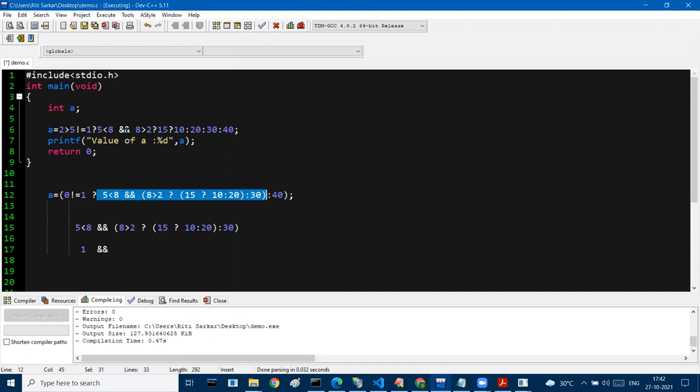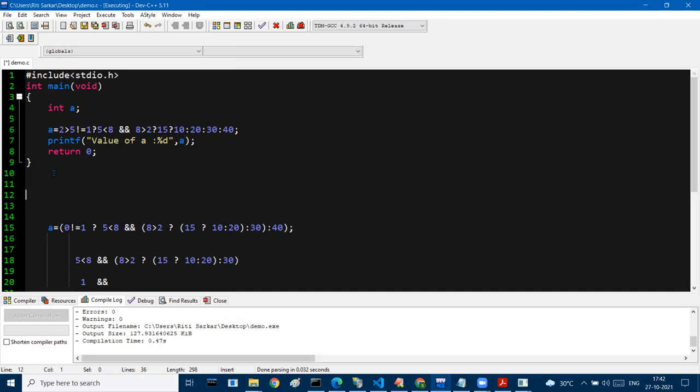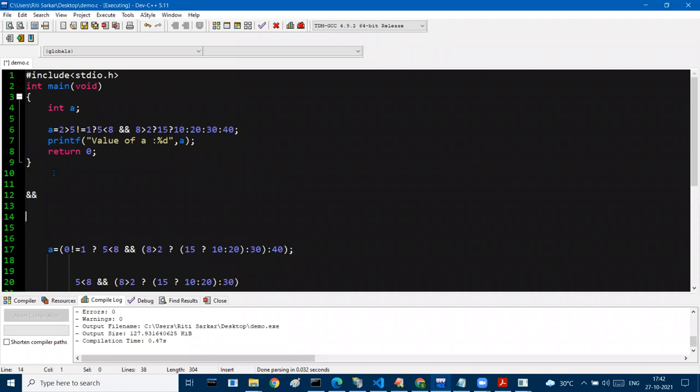Now here, achha, 1 minute. Another thing I should consider is the logical and. This conditional operator story is perfect, but before that, the logical and operator is here. Just observe here, this part I should bring into the picture. As far as precedence and associativity are concerned, logical and has higher precedence than the conditional operator.